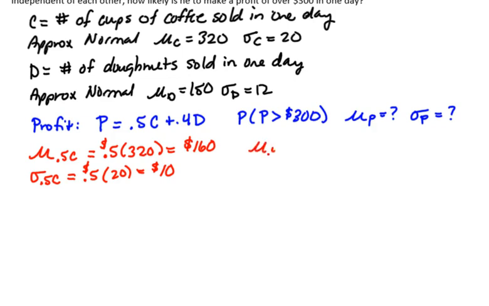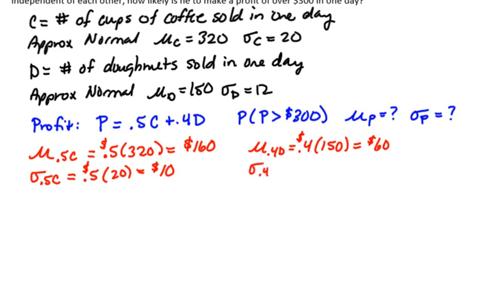Mu of 0.4 times the donuts would be 0.4 times the number of donuts sold, 40 cents times the number of donuts sold, which would end up being $60 of profit on the donuts on average per day. And the sigma, let's change that, make it look a little better.